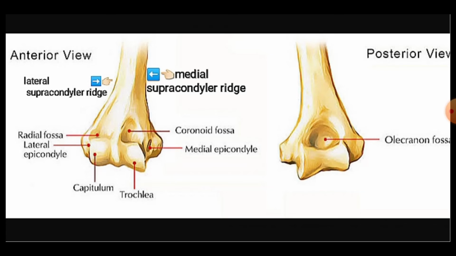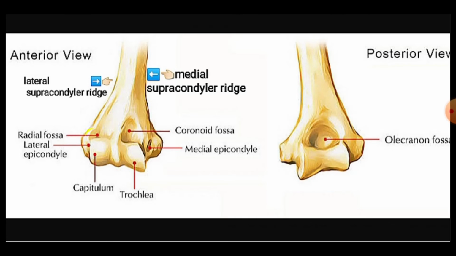The coronoid fossa. This is the coronoid fossa. The coronoid fossa is a depression just above the anterior aspect of the trochlea. It accommodates the coronoid process of the ulna when the elbow is flexed.